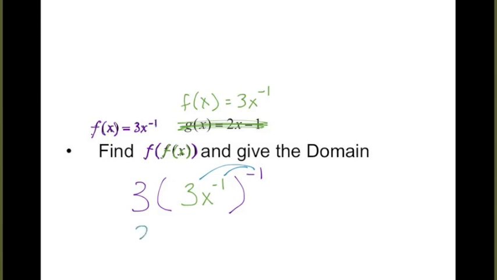So I'm going to have 3, and then I'll have 3 to the -1, and x to the what? 1. Power to a power, we multiply. So -1 times -1 makes 1.